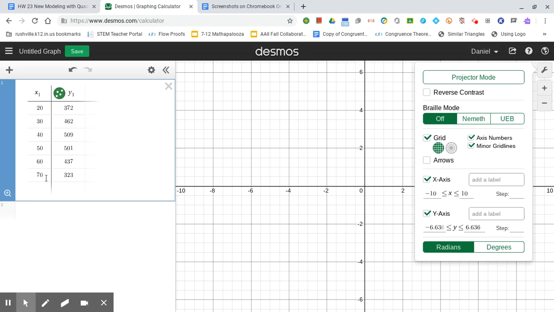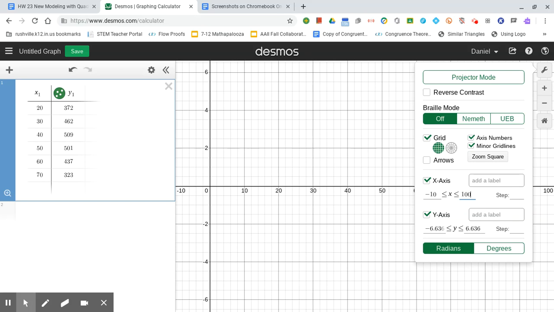I see an x value that's 70 at most, but we might need to work with a little bit bigger numbers than that later. So good ideas are to jump a little past your largest value, give yourself some wiggle room. So I'm going to jump out to 100. And so now we see the x-axis is letting me see much farther.